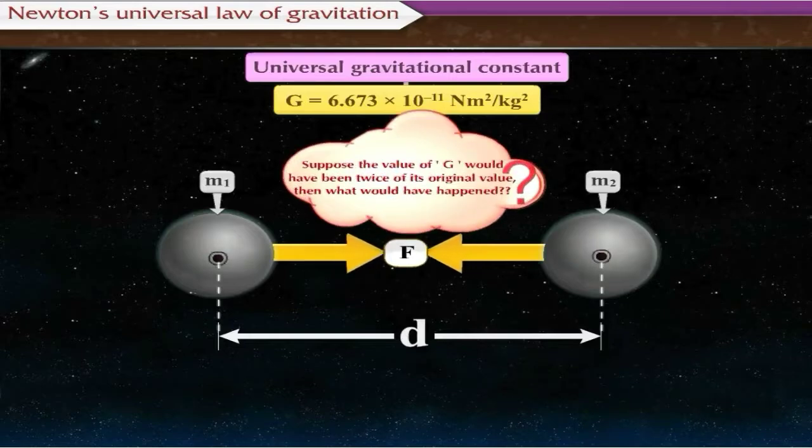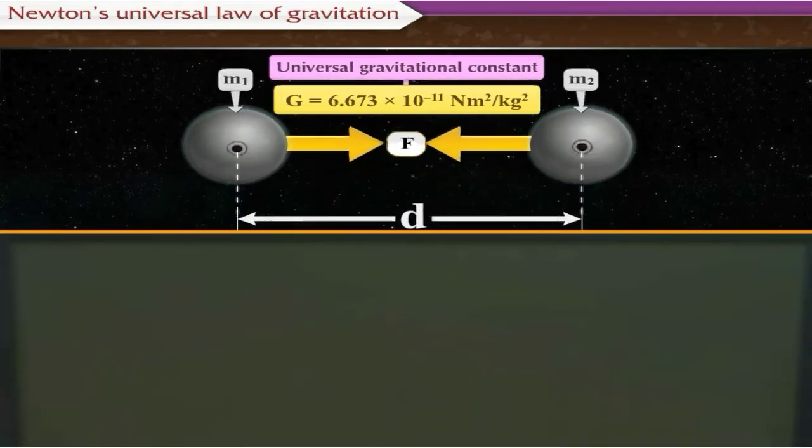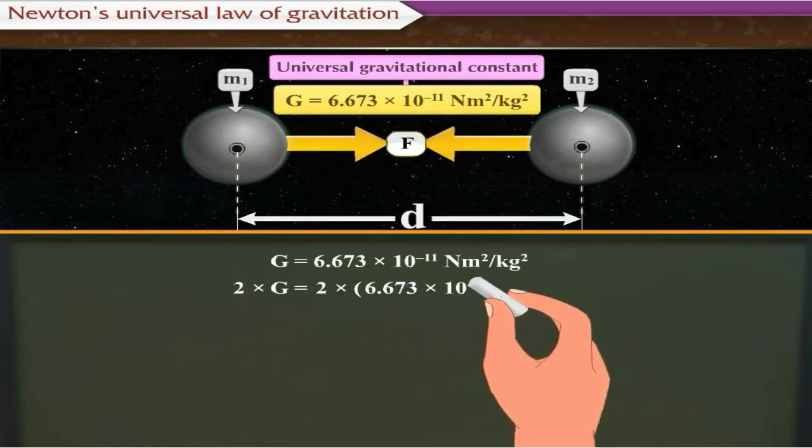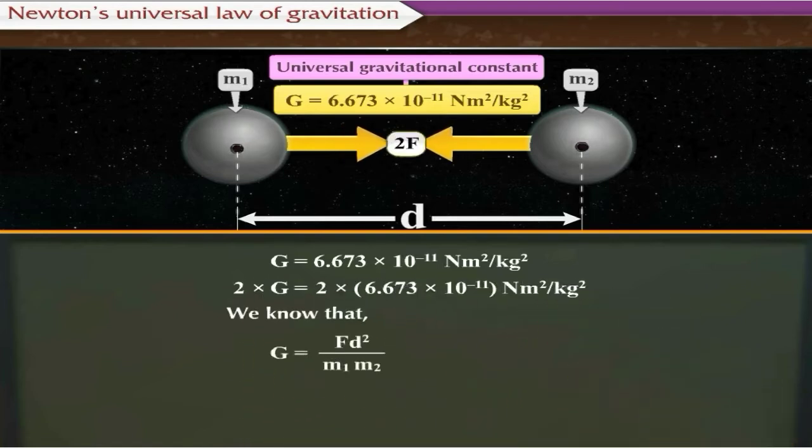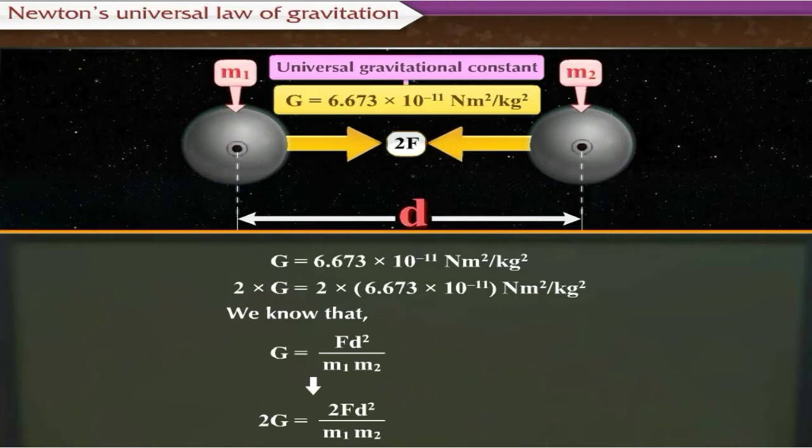Suppose the value of G would have been twice of its original value. Then what would have happened? What do you think? If the value of G would have been twice of 6.673 into 10 raised to minus 11 Newton meter square per kilogram square, then the gravitational force would have been doubled, provided the masses of two objects and the distance between them is constant.